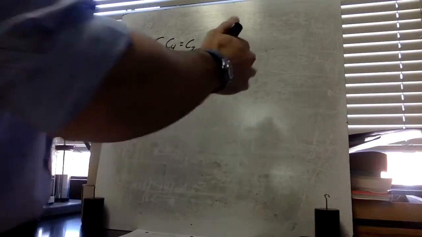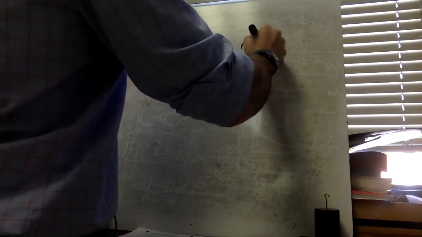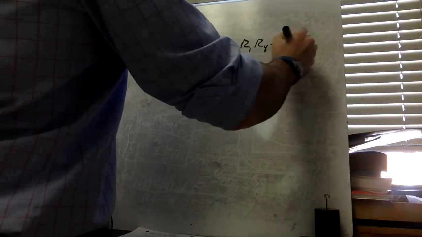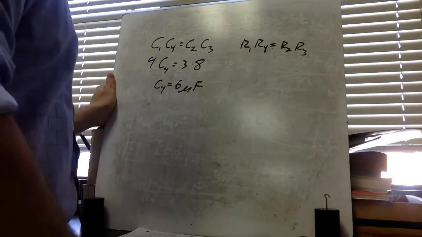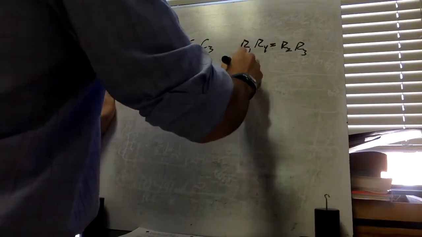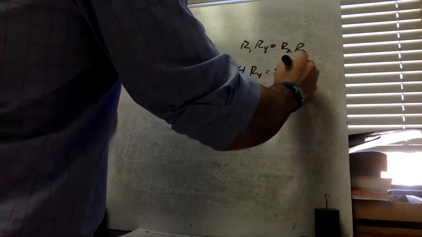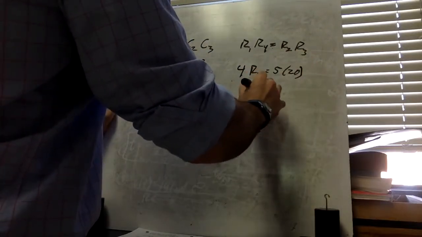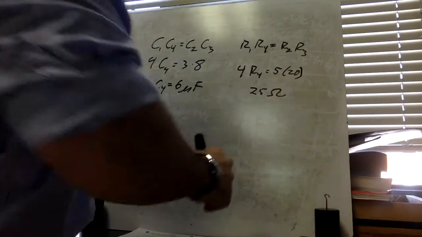And then for B, it was the same kind of thing. The diagonals, R1 times R4, is R2 times R3. The product of the diagonals should be the same. Plugging in the numbers, 4 times R4 is 5 times 20. It's 100 divided by 4, which gives you 25. These are all just regular ohms.